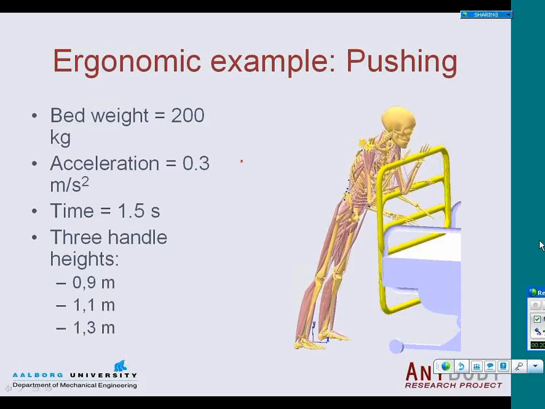Here's another example. And again, I wish I could show you a video, but I've chosen not to do that because of the transmission speed. So you can see the figure on the right is pushing a bed. And this bed can be pushed by means of a handlebar, and the handlebar can have 3 different heights. And the question is now, if the person has elbow pain and wants to protect his or her elbows, then which height should the handlebar have?